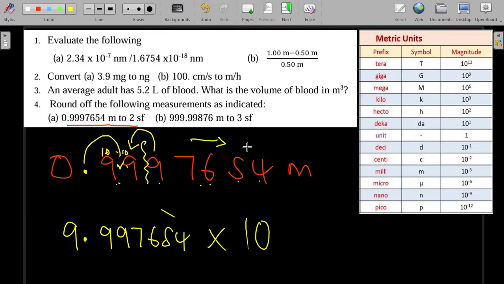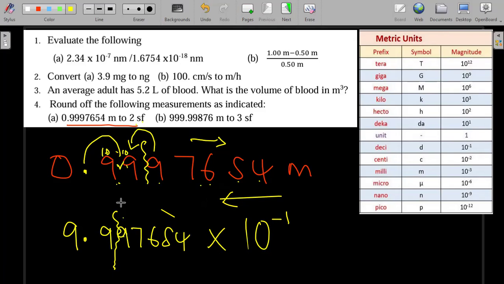If you move to the right, the power should be negative. So they are opposite: you move to the right, the power should be negative; move to the left, the power should be positive. I've moved to the right one step, so I'm going to say -1 there. Then I have to round off this number so that I only have two significant figures. So I'm going to round it off from there.